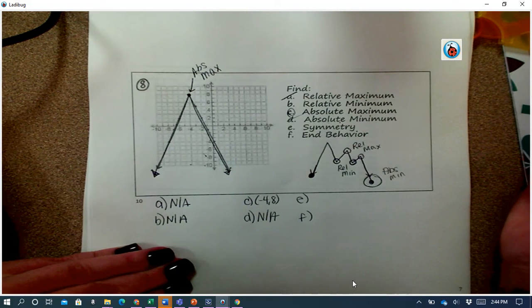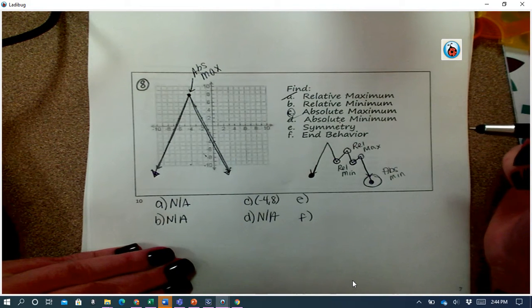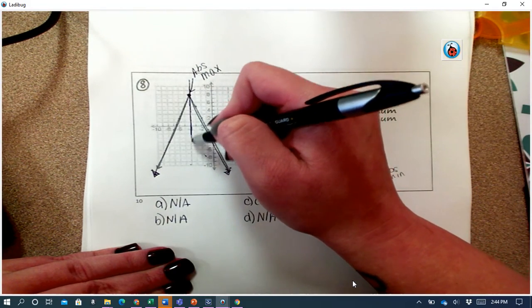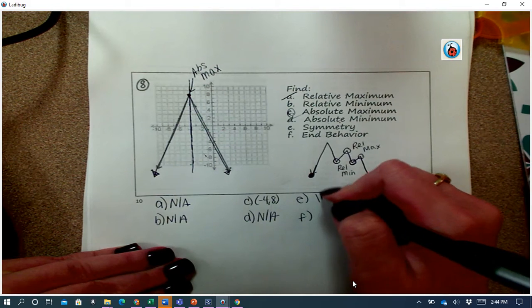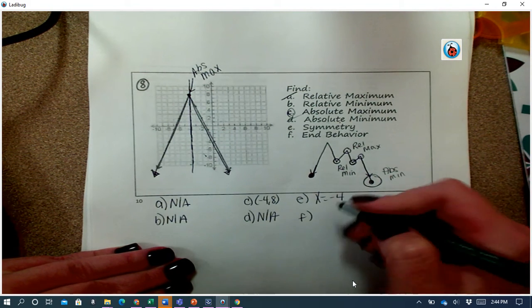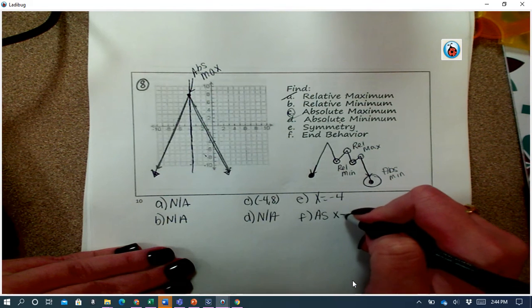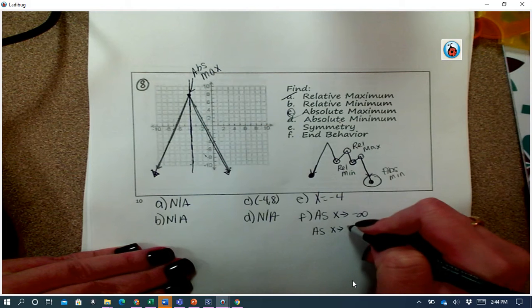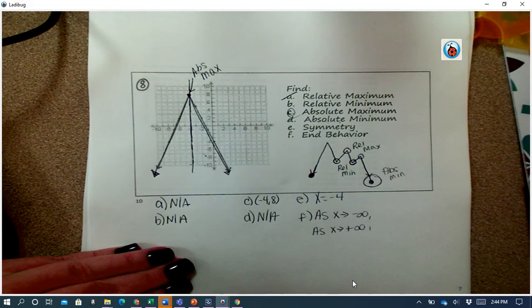Symmetry, is there a line that you could fold this paper in half, left to right or up and down? Yes. You could fold it in half right here at the line x equals -4. End behavior starts off the same way as x goes to -infinity and as x goes to +infinity.